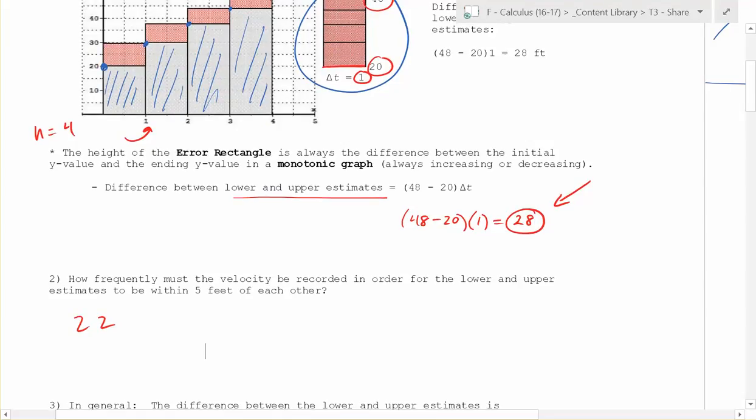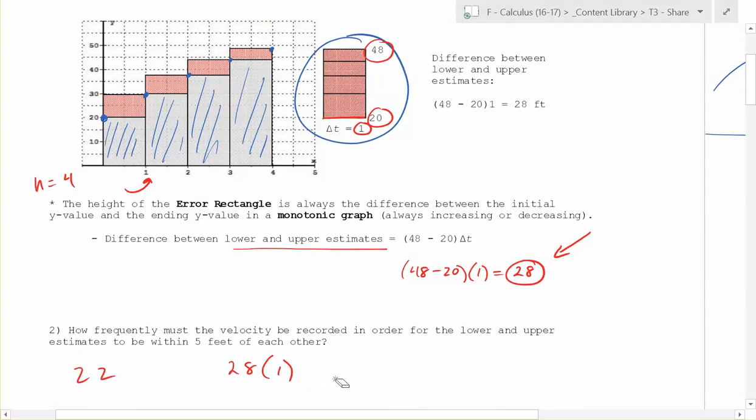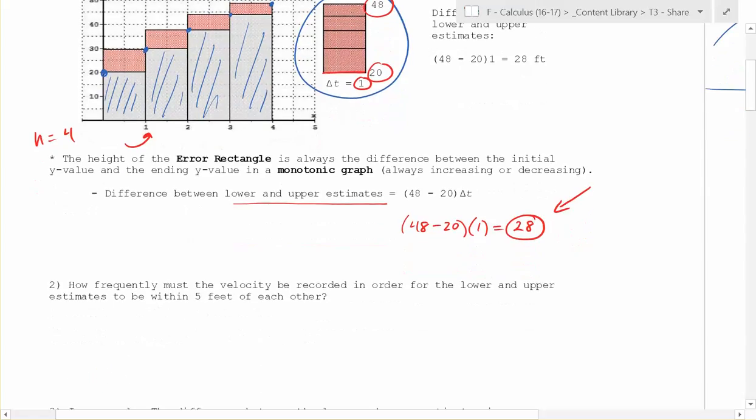What was that? It was 28 times 1, right? Correct? And where did that 1 come from? The delta t. Change in time, right? It was the change in time. So you want 28. And where did that 28 come from?